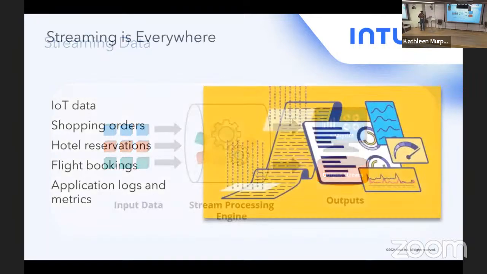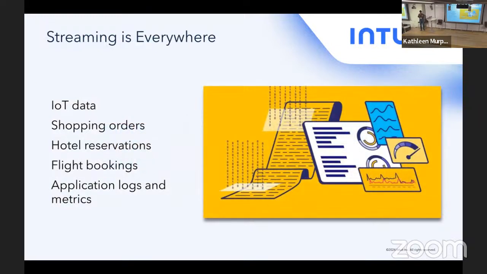But streaming data is pretty much everywhere. These are the various examples that you could see on a day-to-day basis, where you think about IoT data, shopping orders, hotel reservations, flight bookings, and any of those. And even observability needs, where you want to understand how your systems are performing in real time. So streaming is pretty much everywhere.